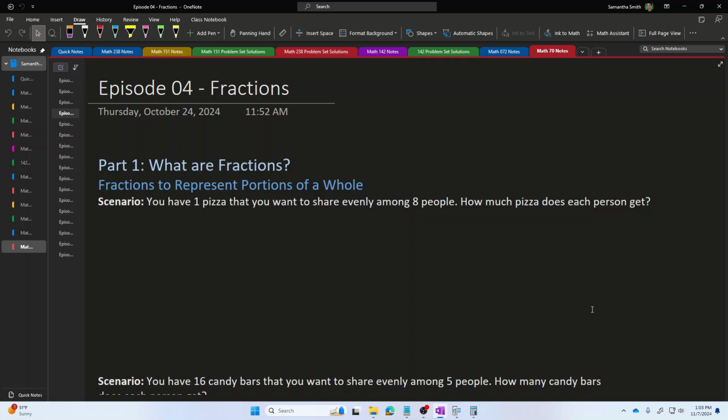In episode 2, we introduced negative numbers and we talked about what negative numbers physically represent. And then we talked about how you add and subtract negative numbers, and then how you multiply and divide negative numbers. So there was a way to add and subtract, and then a different way to multiply and divide. And it's going to be the same with fractions.